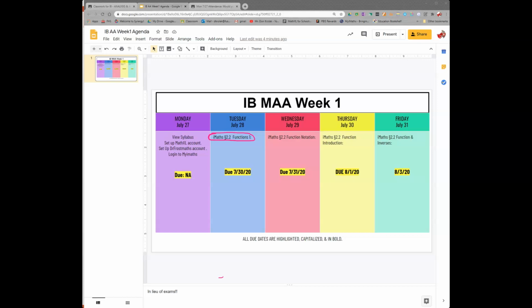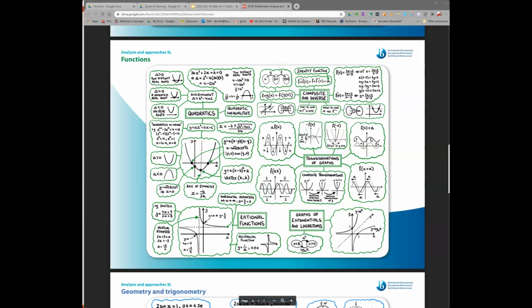All right, it's Tuesday, July 28th, and if you look at our agenda for the week, today we're going to do the iMaths lesson, section 2.2, which deals with functions. So in the syllabus yesterday, I explained to you that IB Math is divided into 4 or 5 topics. So here is all the IB subtopics that belong under the main syllabus topic of functions.